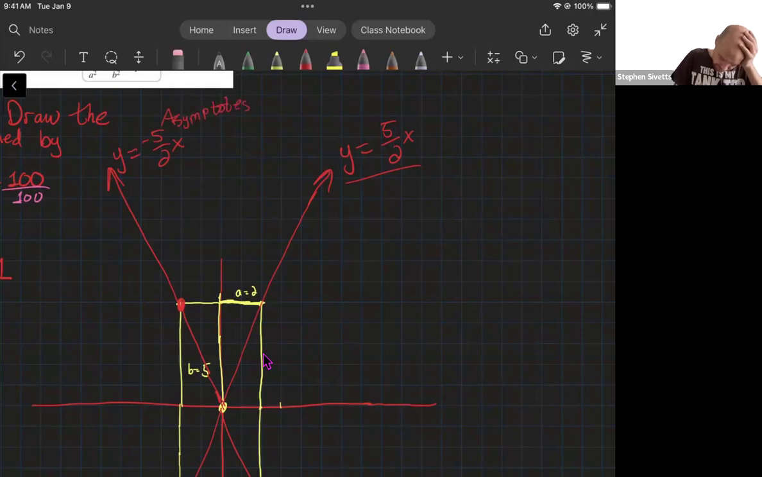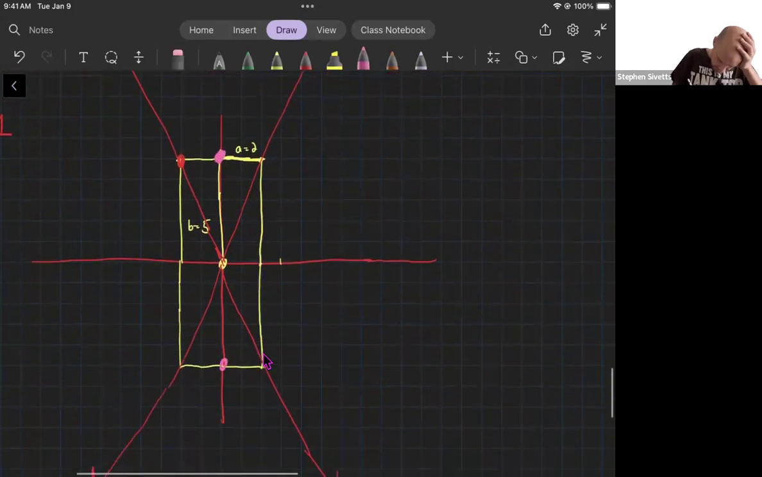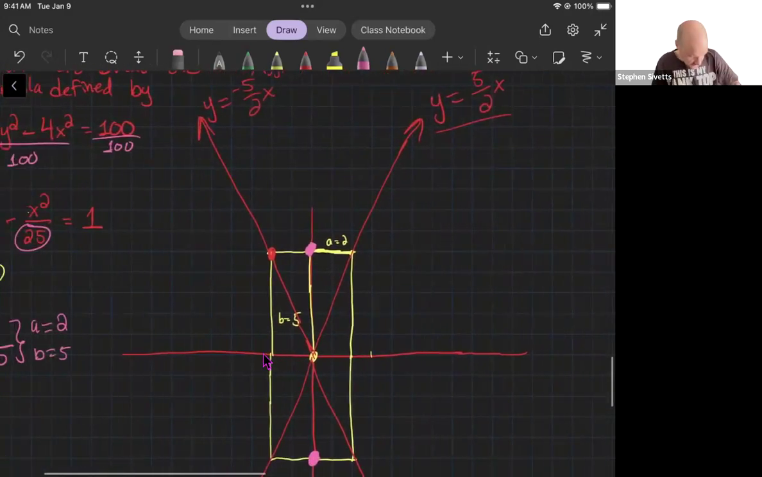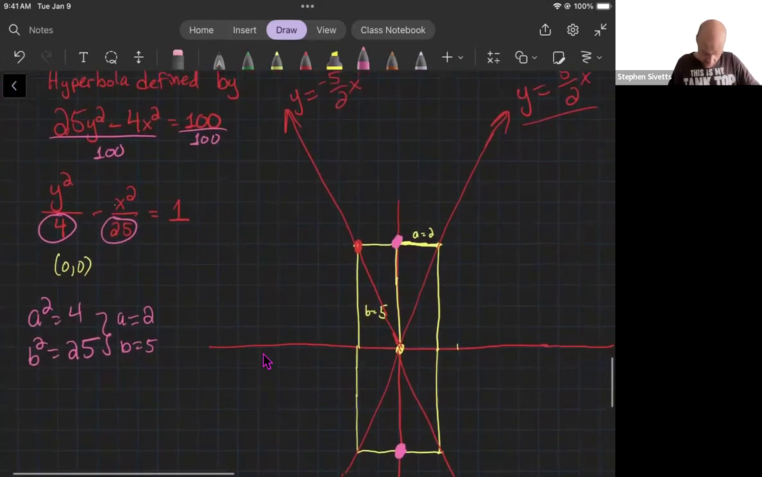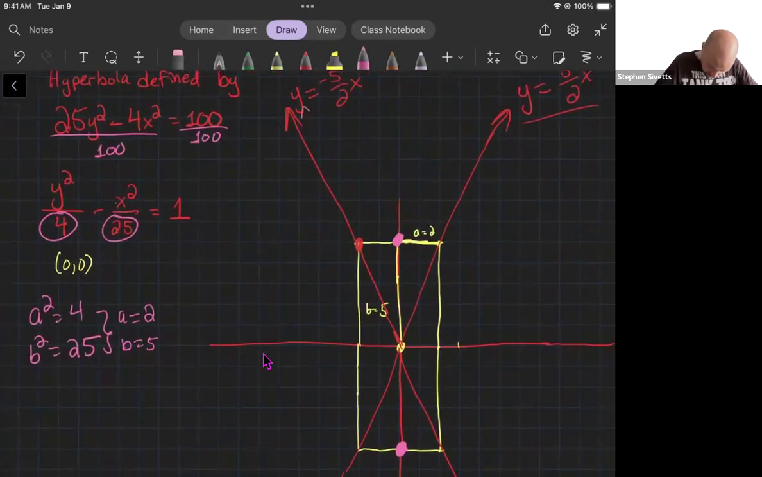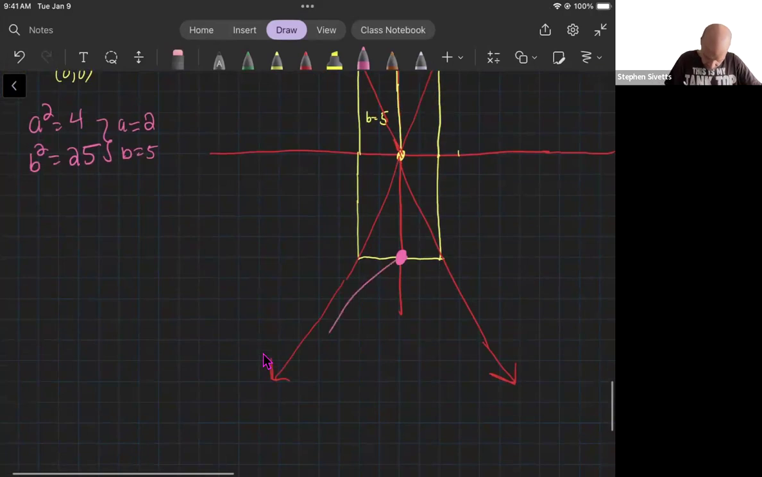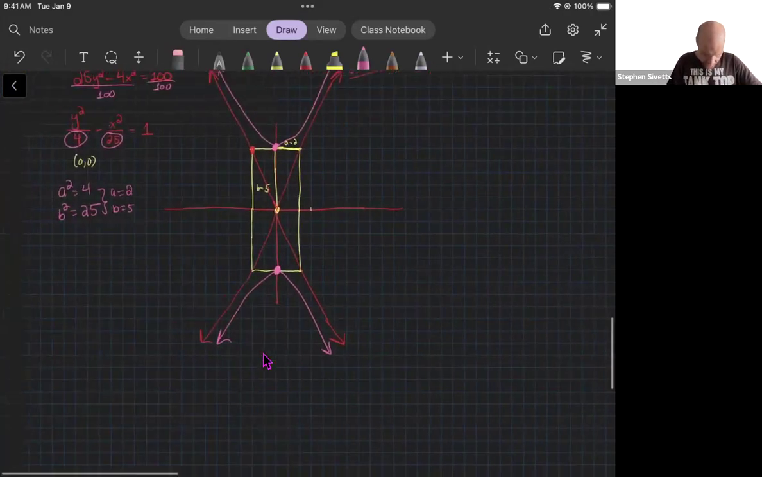Now the next thing we're going to do is draw in our hyperbola. It opens up and down, so it opens like this, and it opens downward like this. Okay. So that's the actual hyperbola.